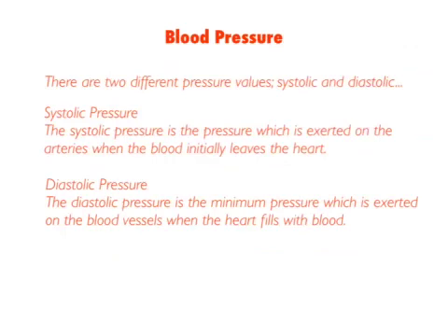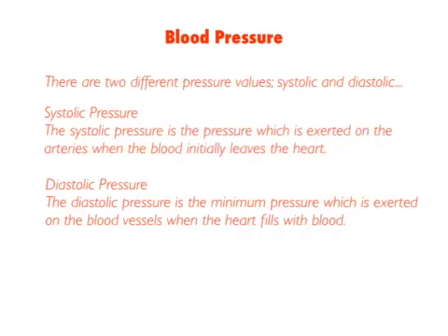There are two different pressure values related to blood pressure readings. They are the systolic and diastolic pressures. Systolic pressure. The systolic pressure is the maximum pressure which is exerted on the arteries when the blood initially leaves the heart. During steady state exercise, this value should increase due to the stroke volume of the heart increasing, therefore causing the pressure within the arteries to increase.